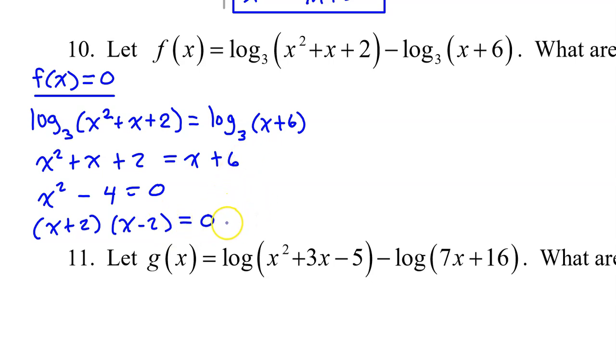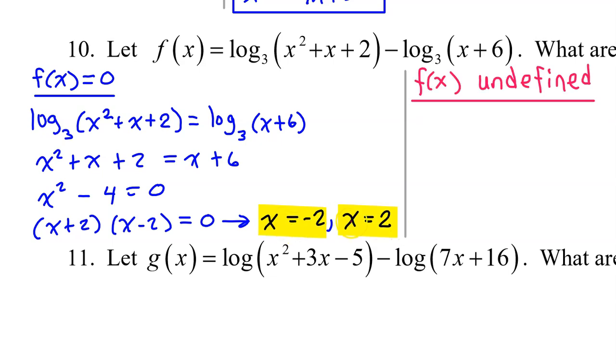Using the zero product property, we find that x is equal to positive 2 and x is equal to negative 2. These two values will go on the sign chart later. In addition, now we need to find where f of x is undefined.